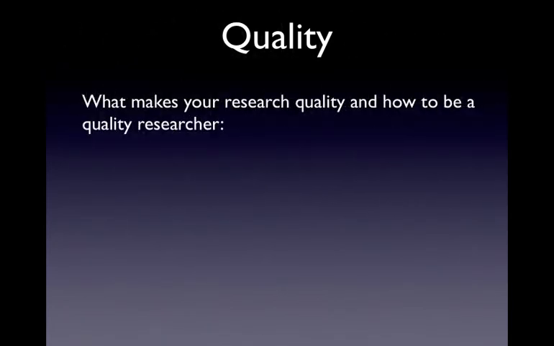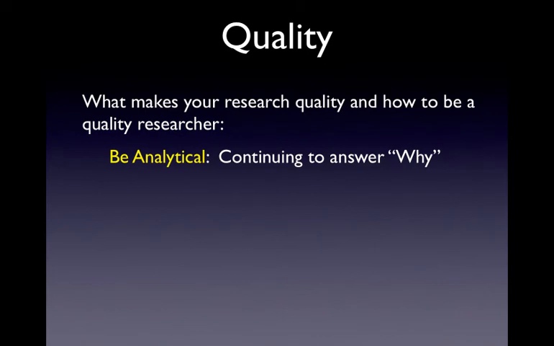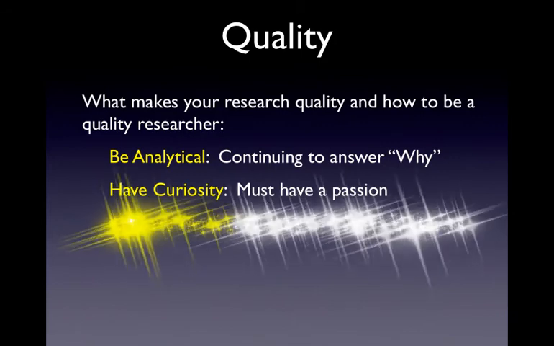So then that leads us to making sure our work is of a quality nature. What is it that makes research quality, or how can we become quality researchers? We have to be analytical, continuing to answer and ask the question why. And then have curiosity. Curiosity helps us with the passion to continue to dig and get more information that may be pertinent and applicable to the research that we're doing.